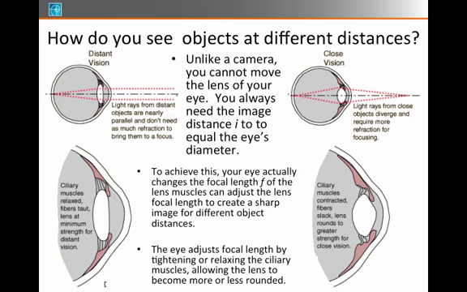So our eyes are like a camera, except that what it is that we manipulate is the opposite of a camera. We manipulate focal length in our eye, whereas in a camera, you tend to manipulate lens to film distance.